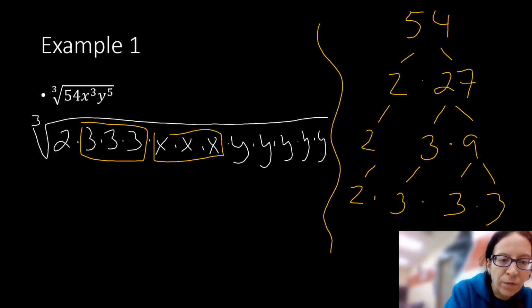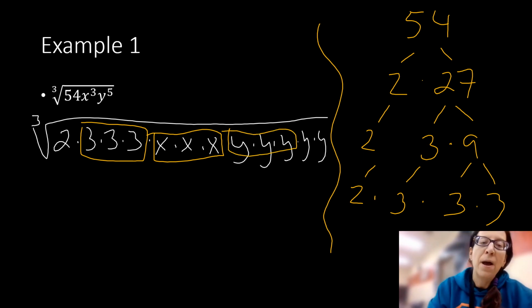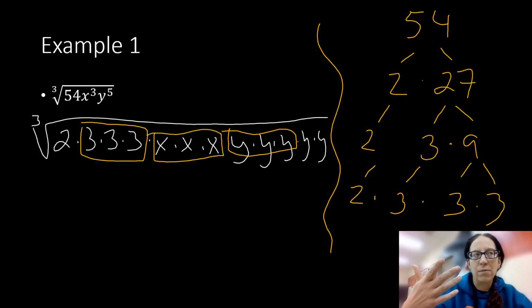Here's another group of 3. I got 3 3s. I have 3 x's. And here I have a group of 3 y's. And I'm looking for those groups of 3 because that means it's raised to the 3rd power. And what do I know about the cube root of things raised to the 3rd power? Well, I know that they are equal to the thing that was raised to the 3rd power.